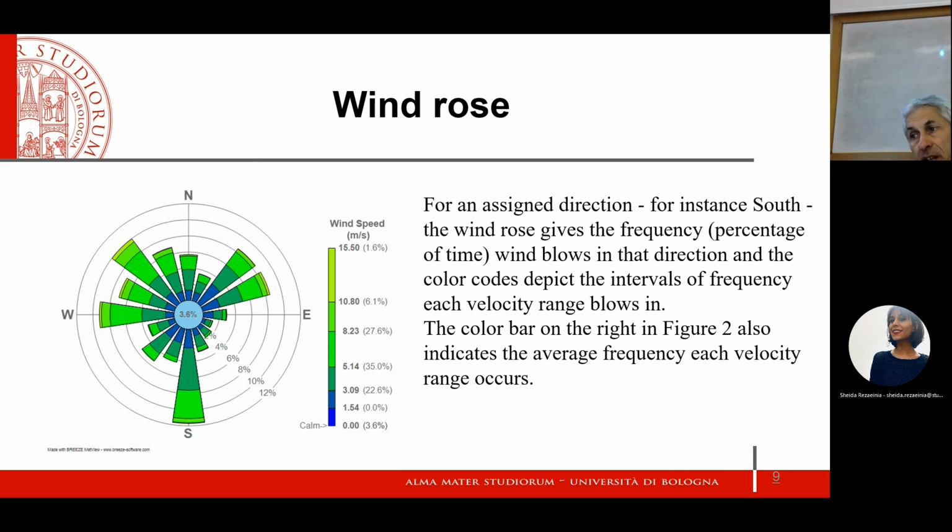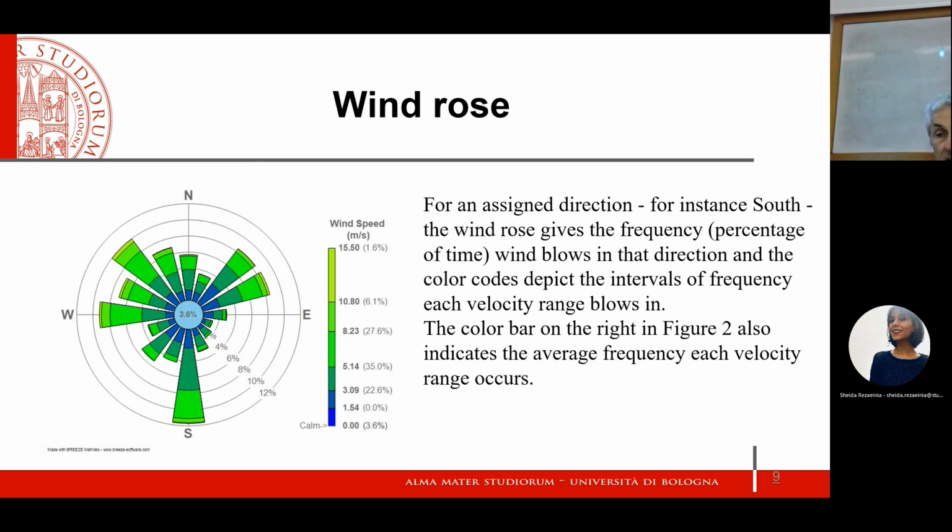Okay, yeah, if you look at the legend on the right part, besides the wind velocity, there is also the average frequency each velocity range occurs. And in principle, if I make the sum of these frequencies over all directions, I should get to 100. Actually, the sum gets to about 96%.